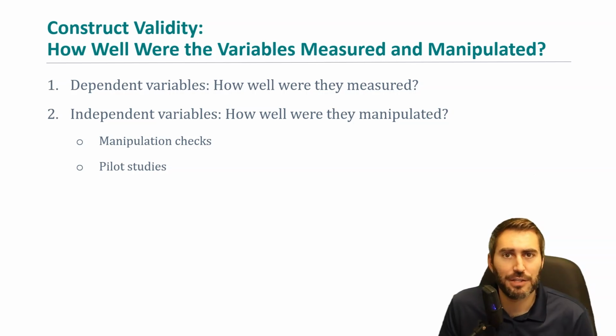Researchers often use extra tools to be sure, like a manipulation check, which is an extra dependent variable inserted into the study just to confirm the manipulation actually worked as intended. They might also run a pilot study with a separate group of participants beforehand to test out the materials and make sure the manipulations work correctly before running the real experiment.